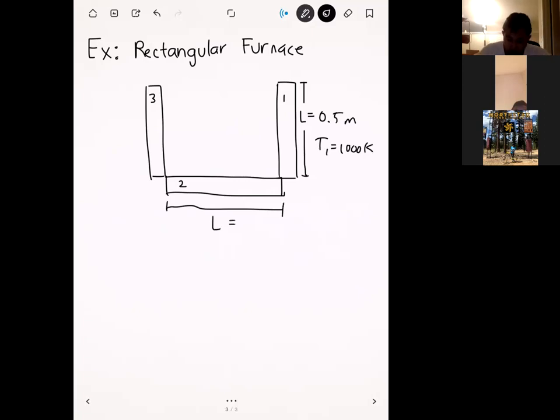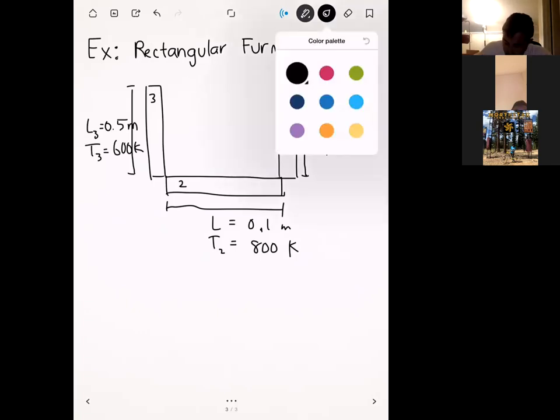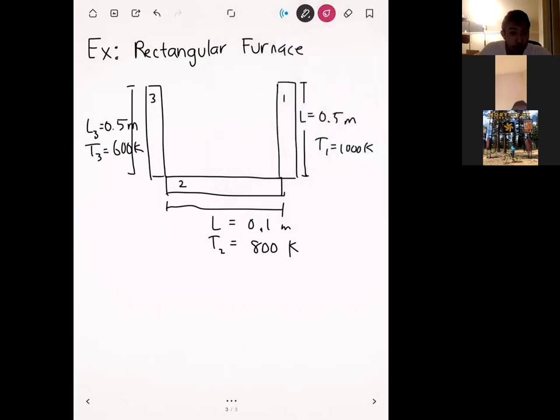And so the length of surface 2, we'll say this is much shorter, so we'll say this is 0.1 meters. And then we'll say the temperature of surface 2 is going to be 800 Kelvin. And the length of surface 3 is going to be the same as surface 1, so it's going to be half a meter. And then T3, we'll say it's 600 Kelvin. So those are the three surfaces of our furnace.